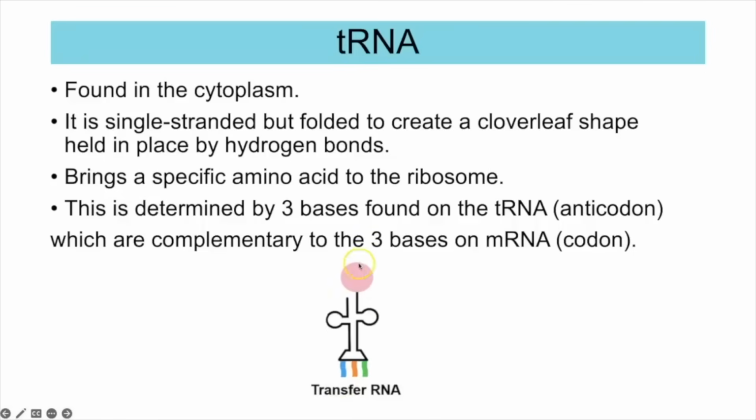And that's what we have here, an amino acid attached at the top to this binding site. Now, it's specific because it is determined by the 3 bases on the bottom of the tRNA called an anticodon, and these 3 bases are complementary to a particular codon on the mRNA sequence.